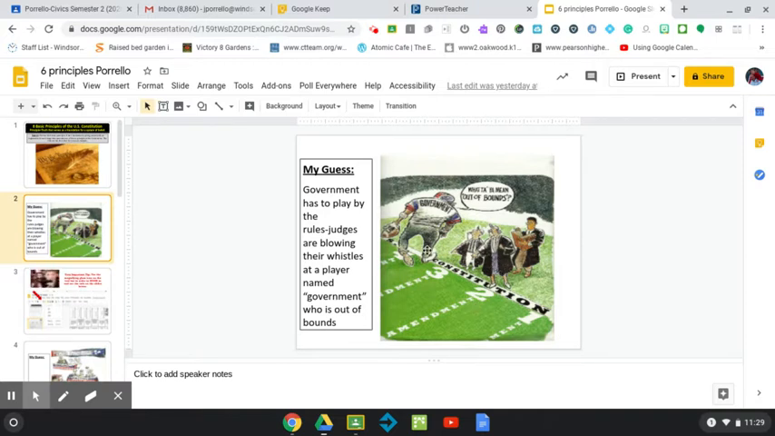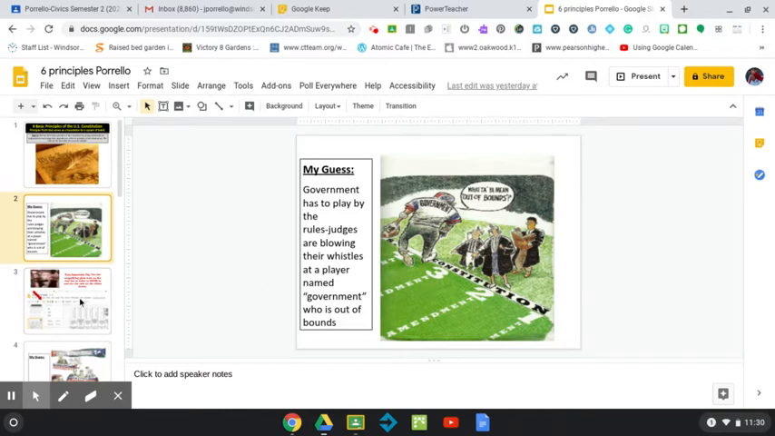Okay. So what is that supposed to represent about the Constitution? Well, I put that the government has to play by the rules, and my explanation of why I thought that is, well, judges are blowing their whistles at a player named government who is out of bounds. Okay, so it's as simple as that.